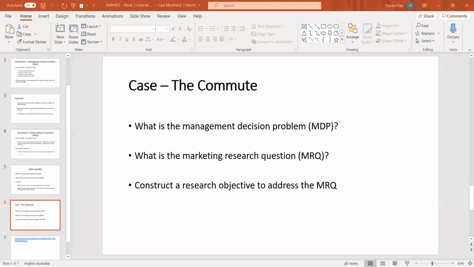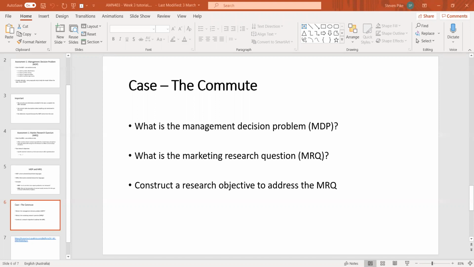Okay, so in this case, it states very early on that a decision has been made to launch this newspaper. So this is not a management decision problem about a feasibility study. That would be undertaken by accountants. The actual problem in this case is what newspaper format should the commute take to appeal to consumers. So as I say, the MDP would not be related to a feasibility study, which is beyond an exploratory research project.